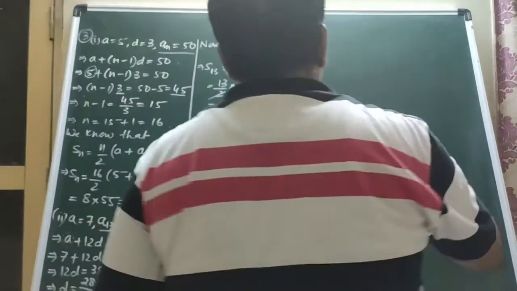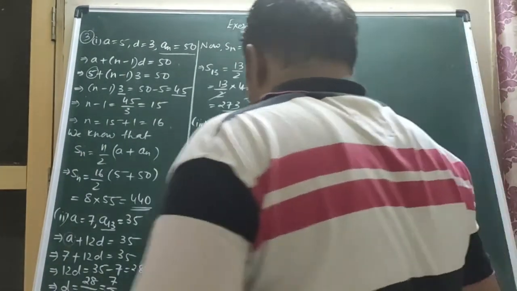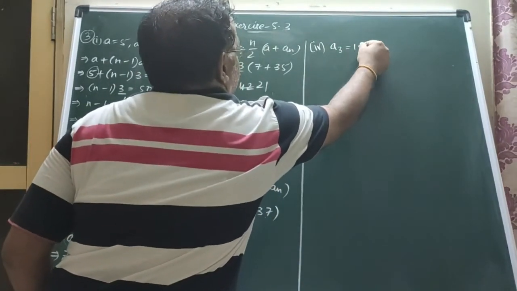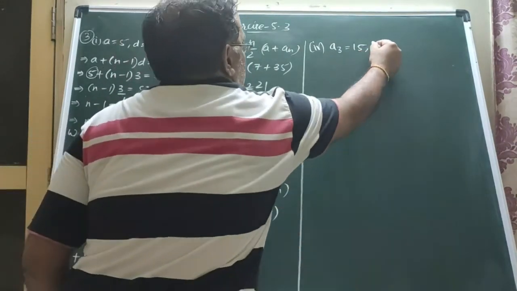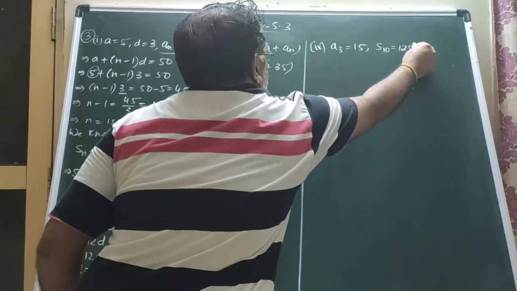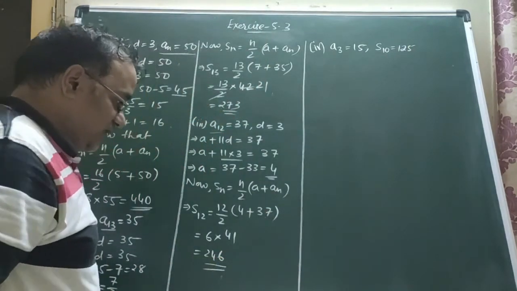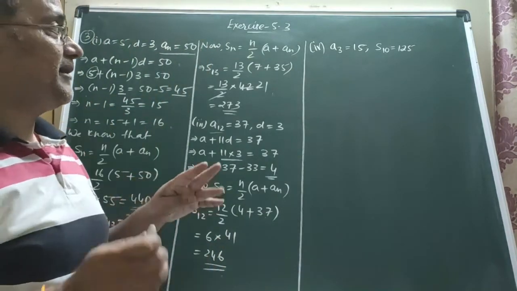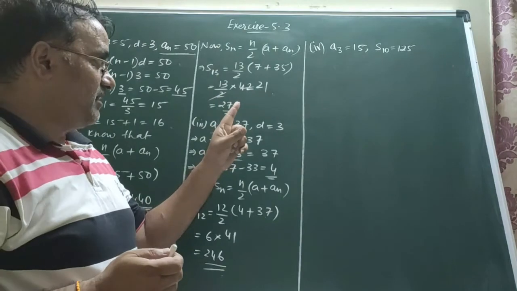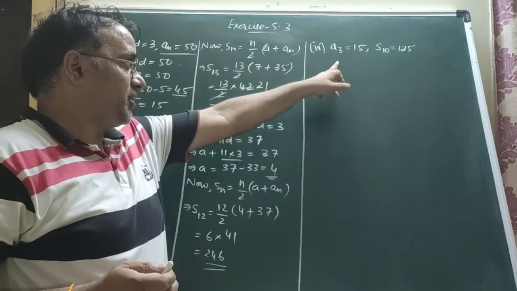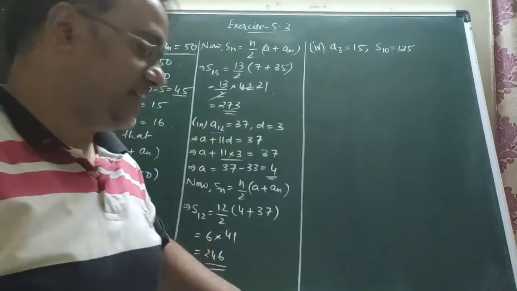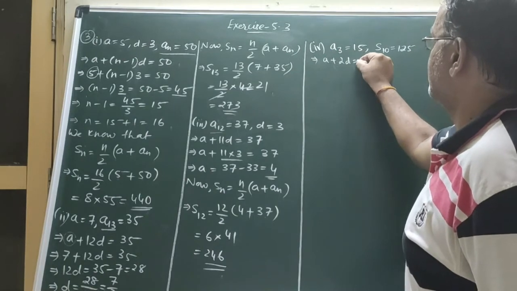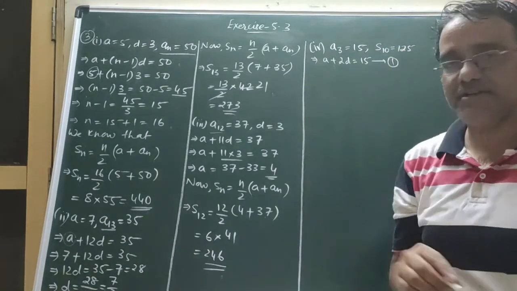Now the fourth bit. The fourth bit is a3 is equal to 15 and S10 is equal to 125. And we need to find the value of d and the value of a10. So first of all, what we will do, we will find the two equations from these two relations. a3, how will you write? a plus 2d. This is equal to 15. This is the first equation.